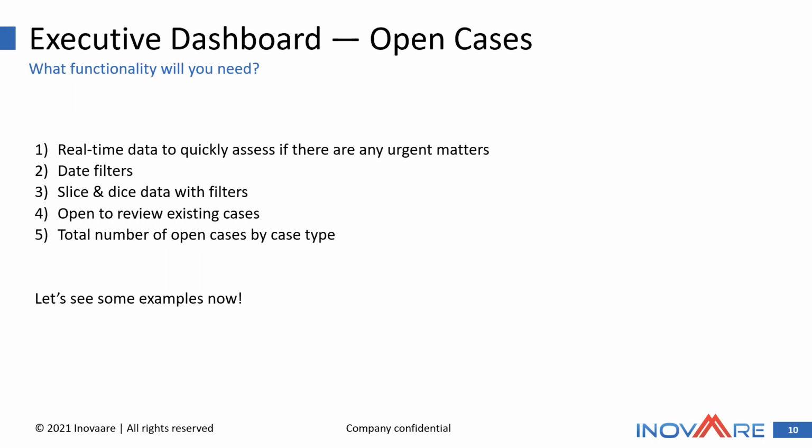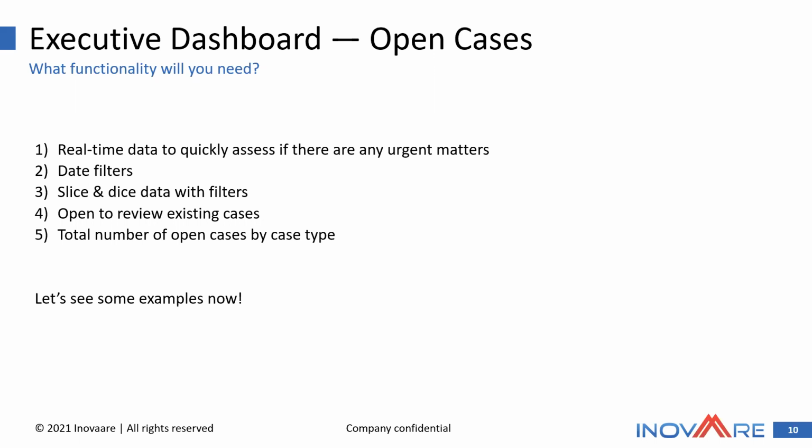Yeah, so the executives are busy. I mean, I can tell you that they're in meetings all day, every day, right? It doesn't mean that they don't need data though. And what it means is that they're going to want to see two primary things. They want to see the numbers and they want to see if anything's critical. So they really just need no-nonsense executive dashboards. And I would outline a few things that they're wanting for their open cases dashboards. Those are things like they want to see real-time data to quickly assess if there are any urgent matters. That's going to be a given.